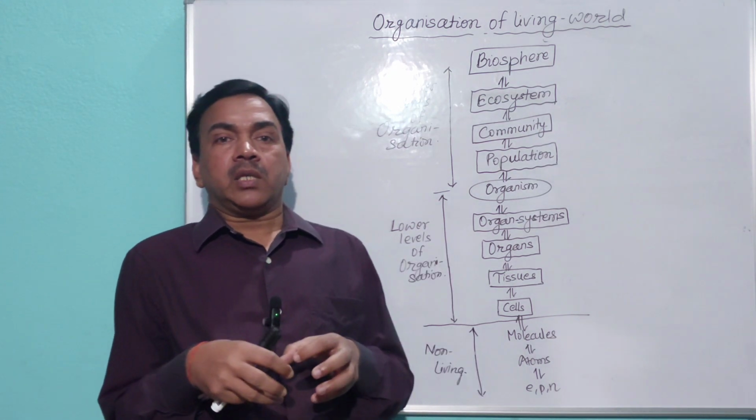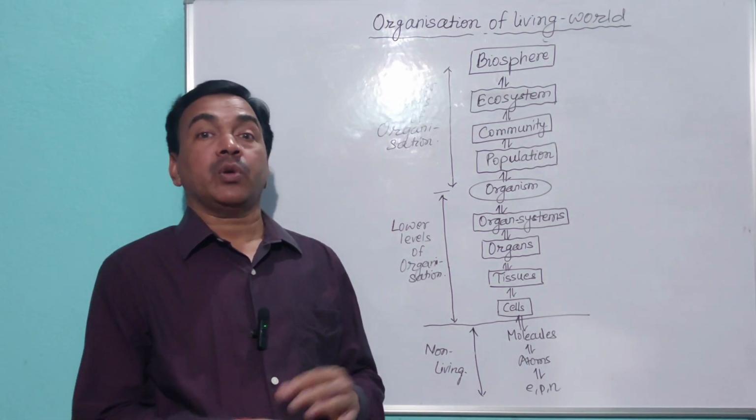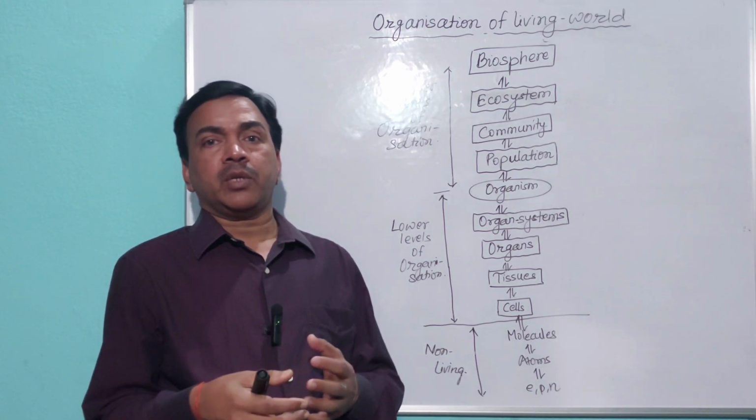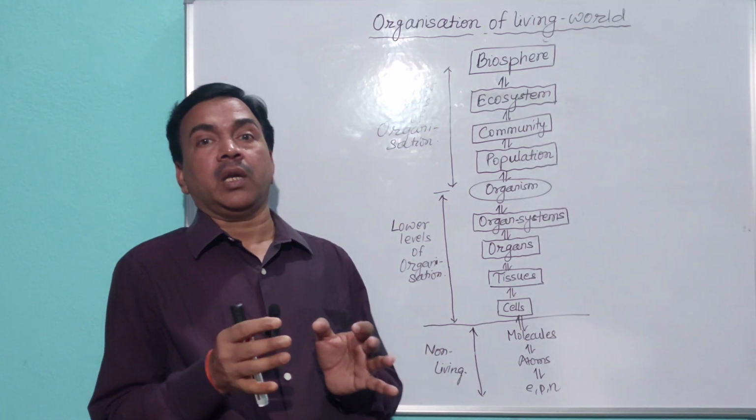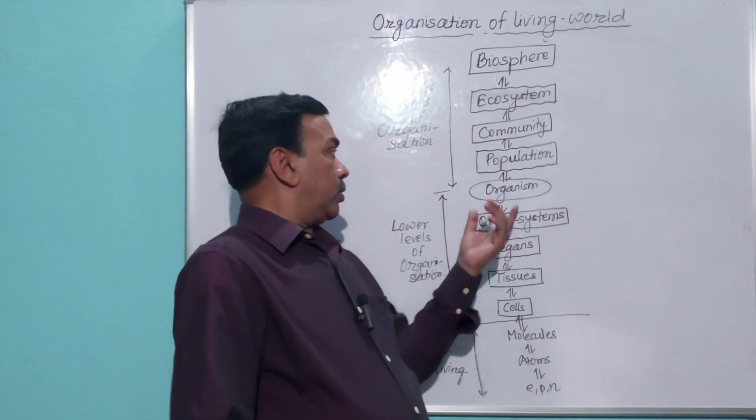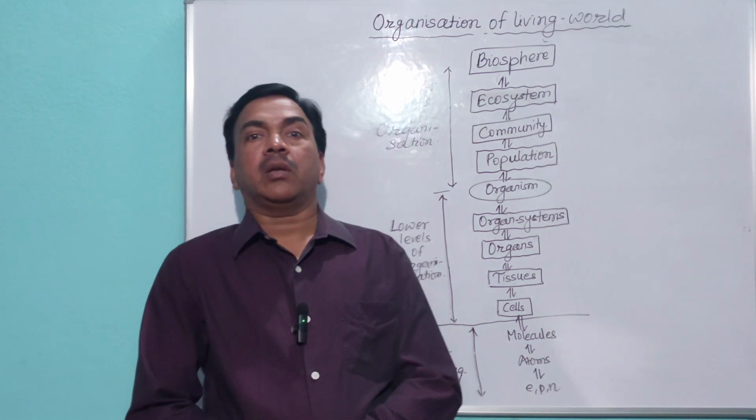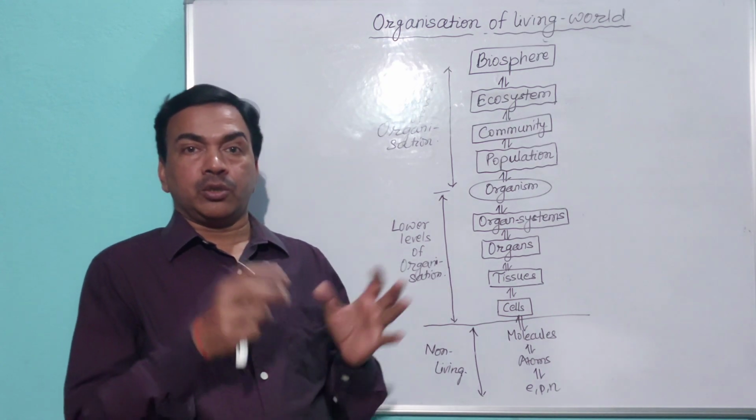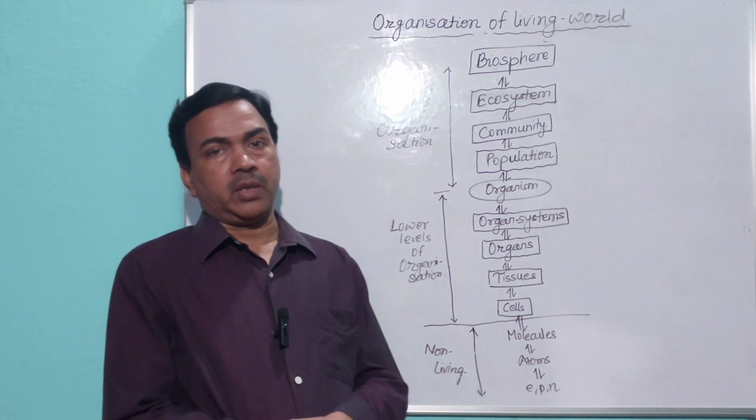These organs perform different functions. So a single organ is made up of different types of tissues which have their different functions, but a single organ performs a particular function. Now we will go to the next level, that is organ system level. Different types of organs together constitute an organ system, and an organ system performs a particular function.